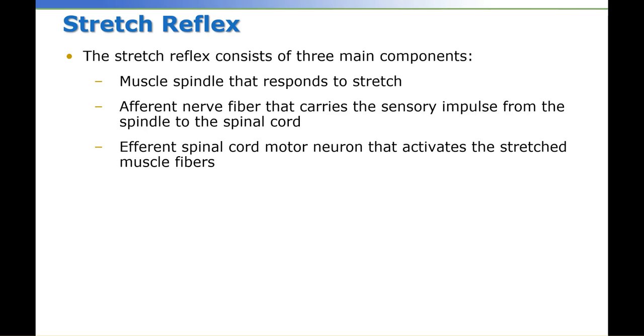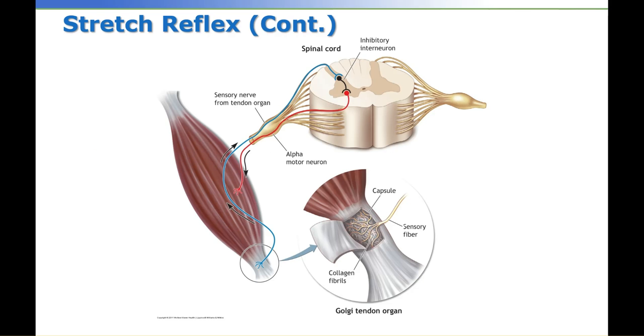You have the afferent nerve that carries the impulse from the spindle to the spinal cord. The efferent then gives you that stretch. It activates the stretched muscle fibers. And that's just talking about this here. You have what goes on here. You have the afferent that goes from the muscle fiber to the spinal cord, and then you have the inhibitory interneuron that causes the alpha motor neuron to then cause that stretch reflex.